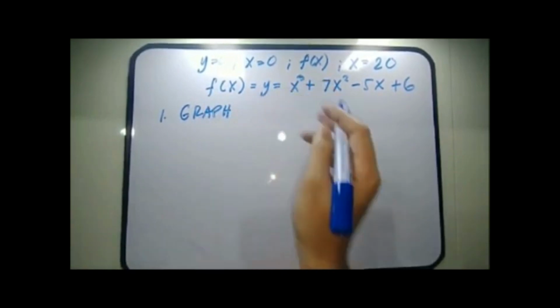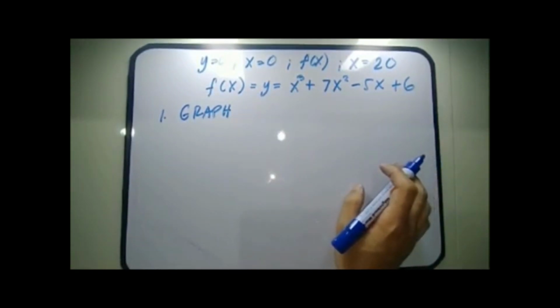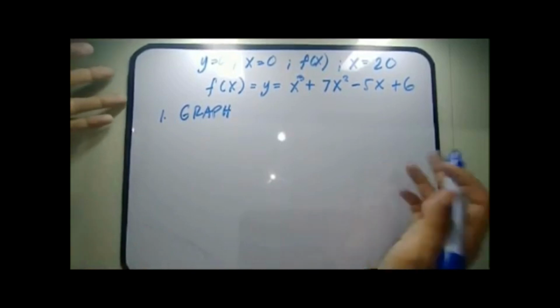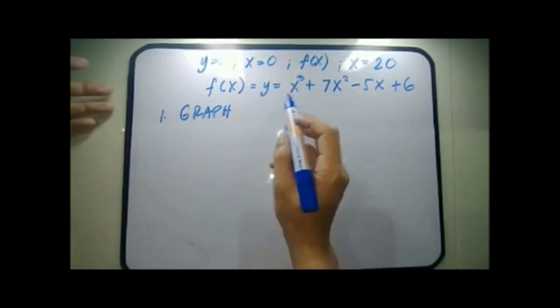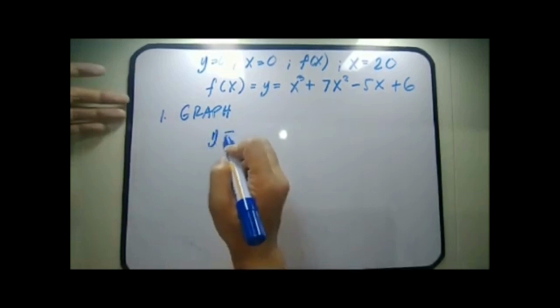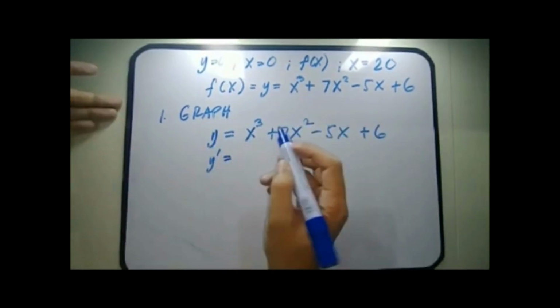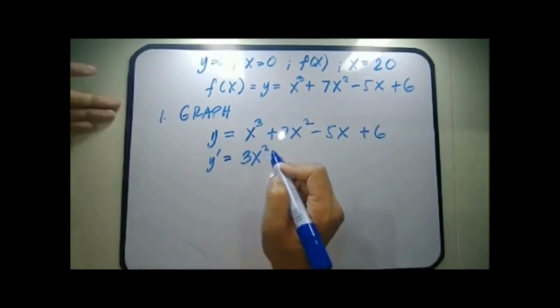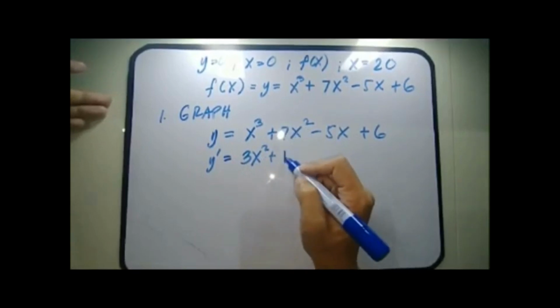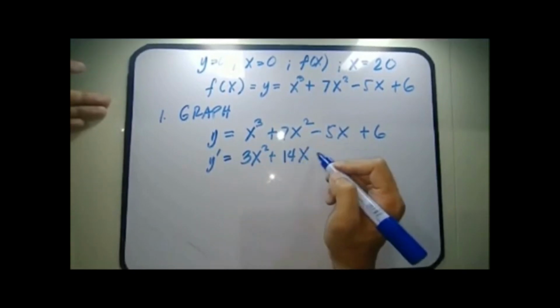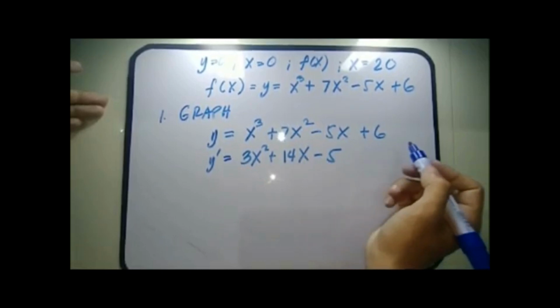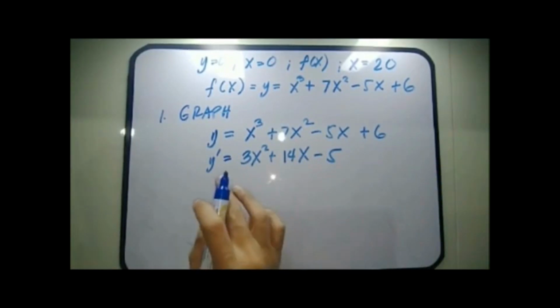So i-graph natin siya. Kunin natin guys yung kanyang curvature. So para makuha natin yung curvature, kukunin natin yung kanyang maxima and minima. So kunin natin yung y prime. So y prime equals power formula. You have here 3x squared plus 7 times 2, that is 14x minus 5 plus 0. Differential of constant is 0.